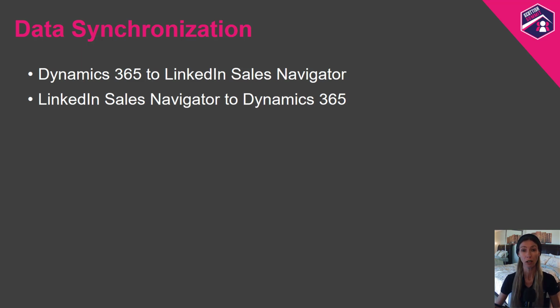Now, let's talk about the data that's going to be synchronized from one application to the other. As we just saw, the synchronization needs to be set up bidirectional. So let's talk about what is actually being pushed over. I'll start with what will be synced from Dynamics 365 to LinkedIn Sales Navigator.